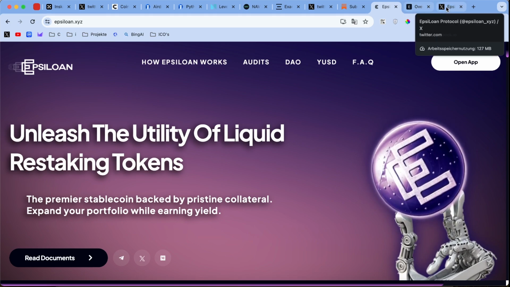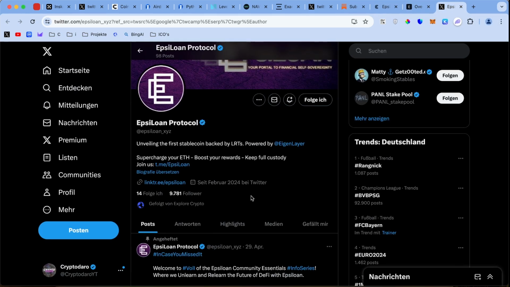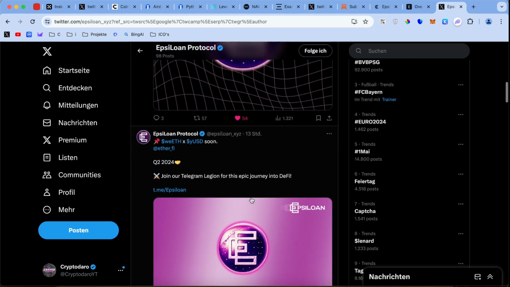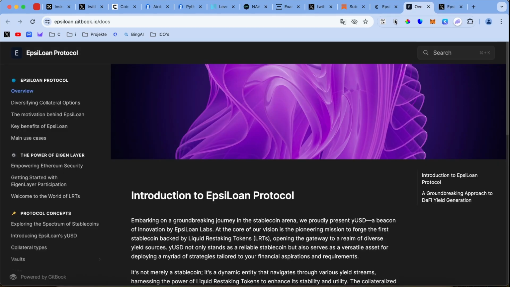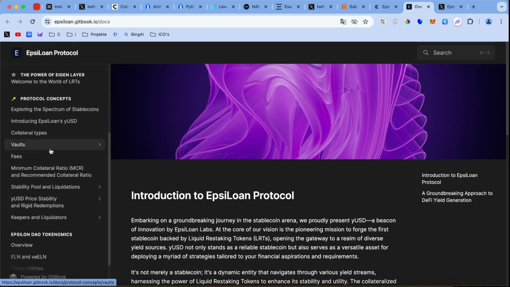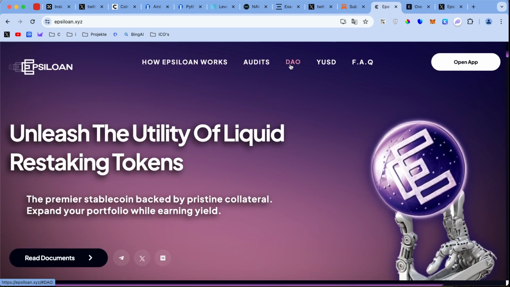So they have now on Twitter, which is the Epsilon Protocol Twitter, where they also have nearly 10,000 followers, where you can check them out, like their tweets, and just engage with the community. And they also have a GitBook, which is very detailed about the different things, about the protocol, the power of EigenLayer, the different vaults, the fees, the collateral, and so on. And today I want to show you the website, the audits, and many more.